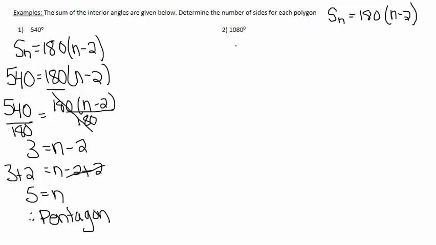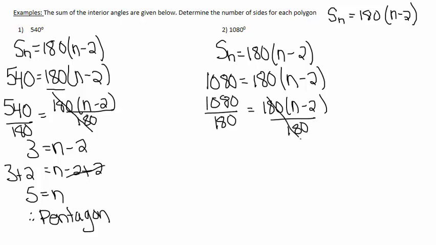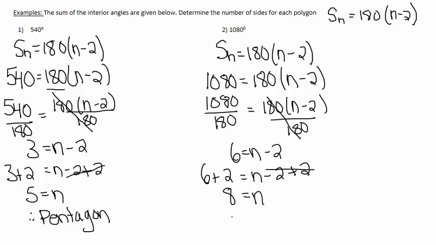Now let's work on this example. We can do the exact same steps. So we'll start with our formula. Again, we know the sum of the interior angles is 1080 degrees, so we'll plug that in. And then we can divide both sides by 180, and that will get rid of those, and we're left with 6 equals n minus 2. Now we'll add 2 to both sides. Again, these will cancel out, and we're left with 8 equals the number of sides. Therefore, this is an octagon.